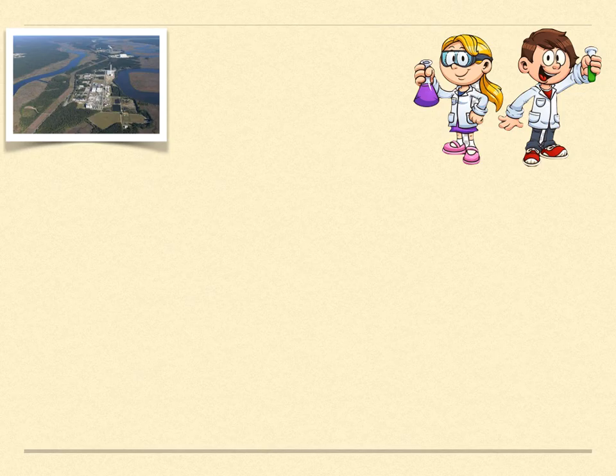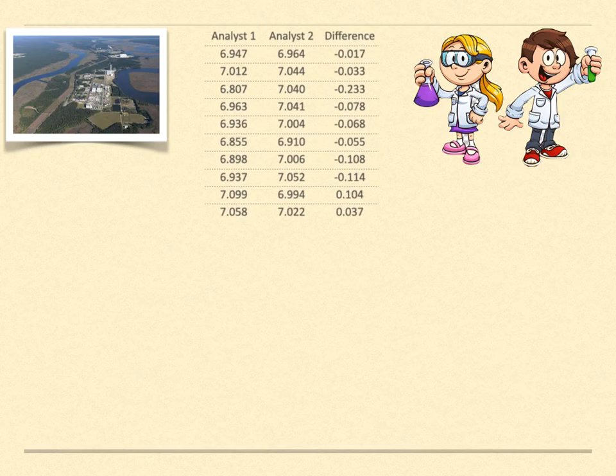So here are your paired data. We find the difference between the 2 sets of data for each pair of measurements. Find the average and the standard deviation of the differences. Ignore the negative sign in the average. It just depends on who you call analyst 1. Find the standard error of the mean, which is just the standard deviation divided by the square root of the number of pairs of samples, which is 10.